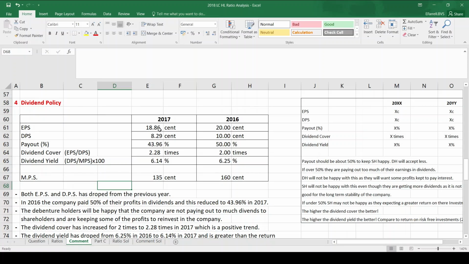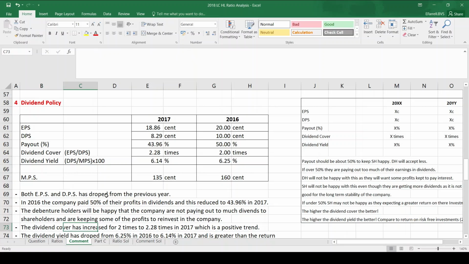So both earnings per share and dividend per share have dropped from the previous year. So they're down slightly from the previous year. In 2016, the company paid out 50% of the profits in dividends, and this reduced to 43.96% in 2017. The debenture holders would be happy enough that the company are not paying out too much dividends to shareholders, and they are keeping some of the profits to reinvest. So again, if this was up at 60, 70, 80%, the debenture holders would not be happy.